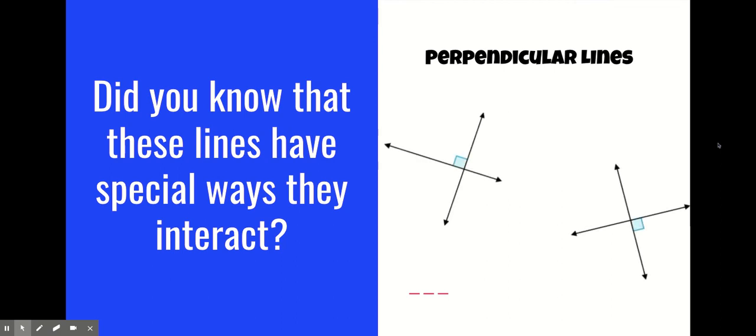Perpendicular lines are also a way that lines can intersect, but they intersect with right angles. They cross at exactly a right angle, like these ones here. Show me your perpendicular lines.